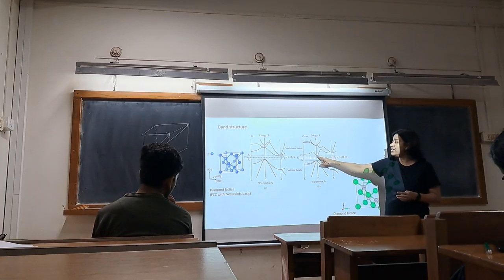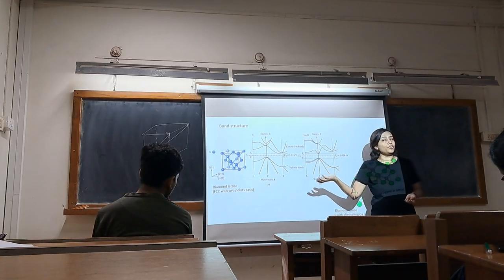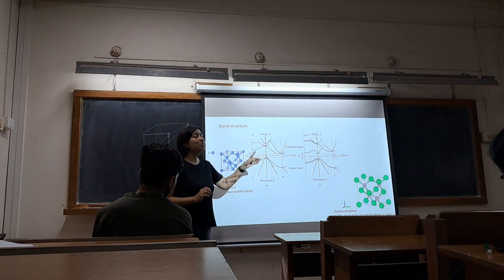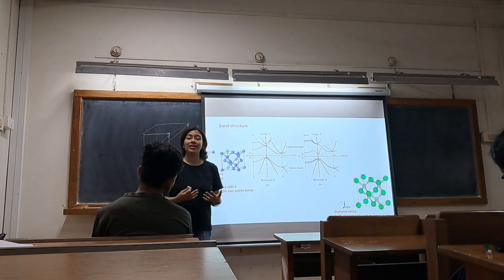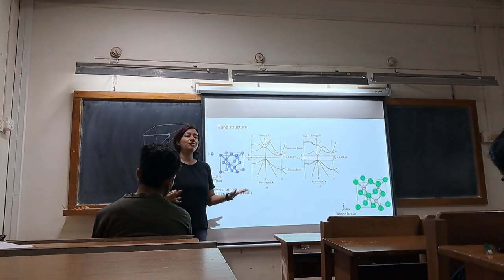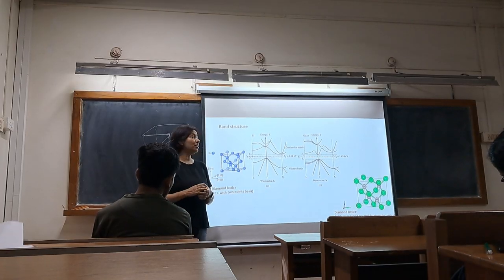Reverse. And here at the same k value, they will recombine, give you a photon, and you get to the ground state. So that's why direct band gap materials are very optically active. They do absorb photons, they emit photons with high probability.